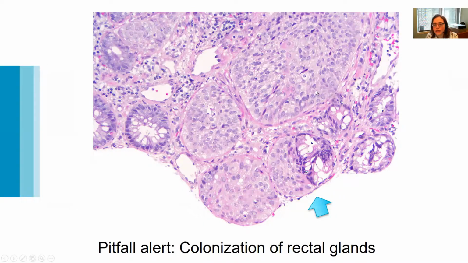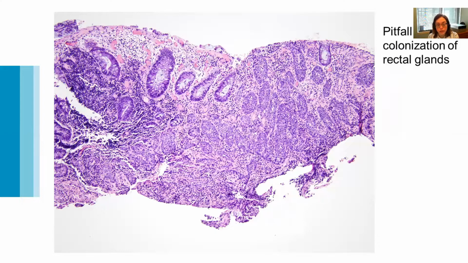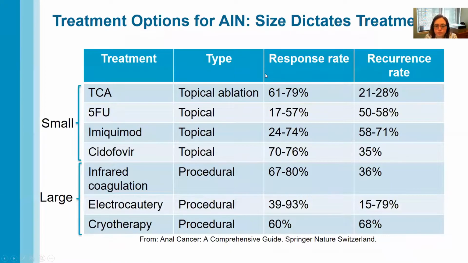And here you can see, if you search diligently, most of the time you will find partially colonized glands, such as this one indicated with the blue arrow. So rounded nests, no desmoplasia, look for the partially colonized glands before suggesting invasive squamous cell carcinoma. And here's another example of massive glandular colonization by high-grade squamous intraepithelial lesion. In this case, you can see these nests almost arranged in a test tube fashion, almost recapitulating the normal organization of the colorectal glands.